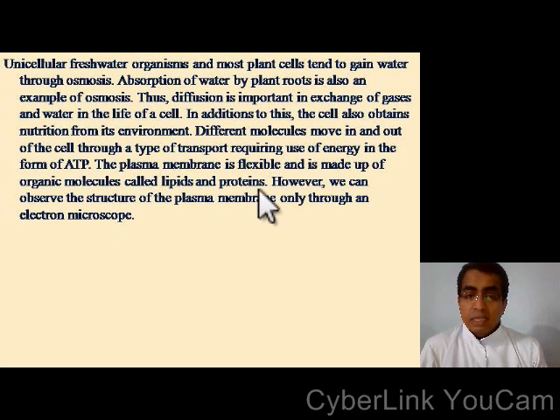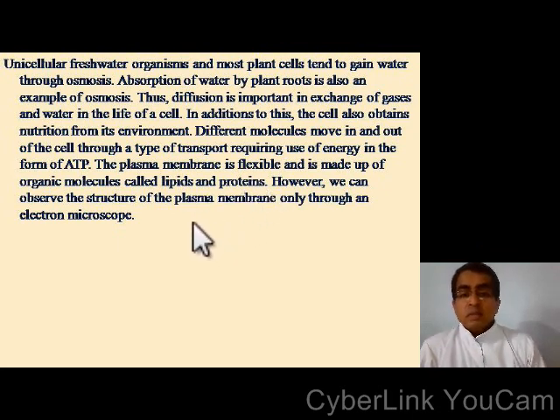The plasma membrane is flexible and is made up of organic molecules called lipids and proteins. This is very important. However, we can observe the structure of the plasma membrane only through an electron microscope.